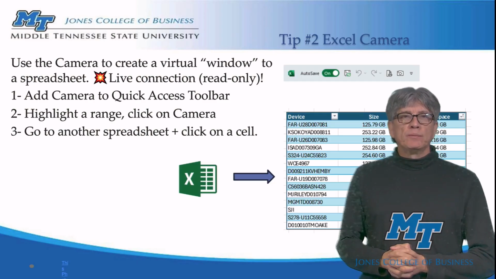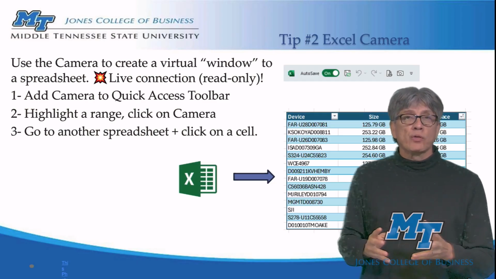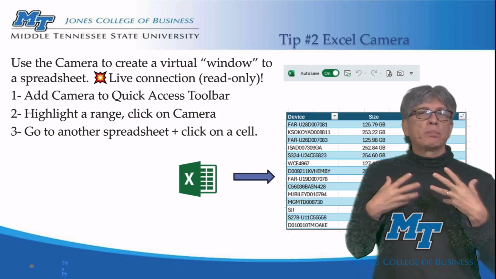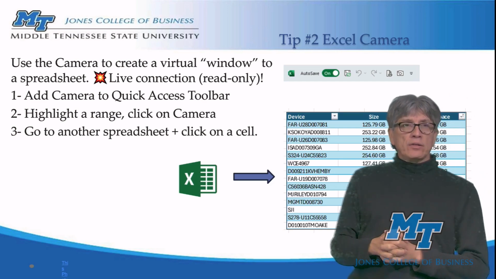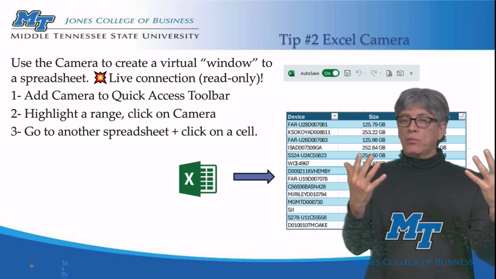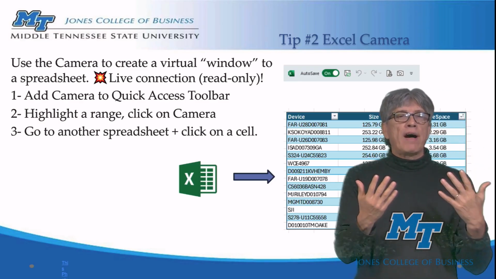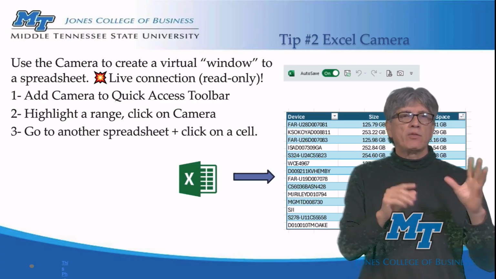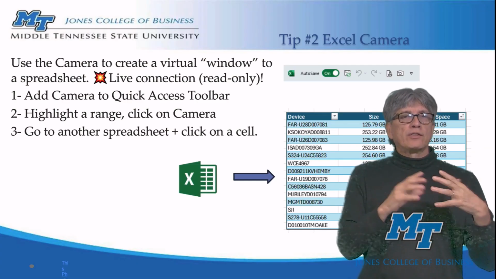Tip number 2. Excel Camera. Excel Camera is a useful feature because it allows you to create a virtual window to a spreadsheet range. Now, it has several advantages. You might have 2 different files, one with some data, one with some other data, and you want this second file to see the data that is in this file. Normally, you just refer to it manually within a cell. But guess what? Those values still reside within a cell.